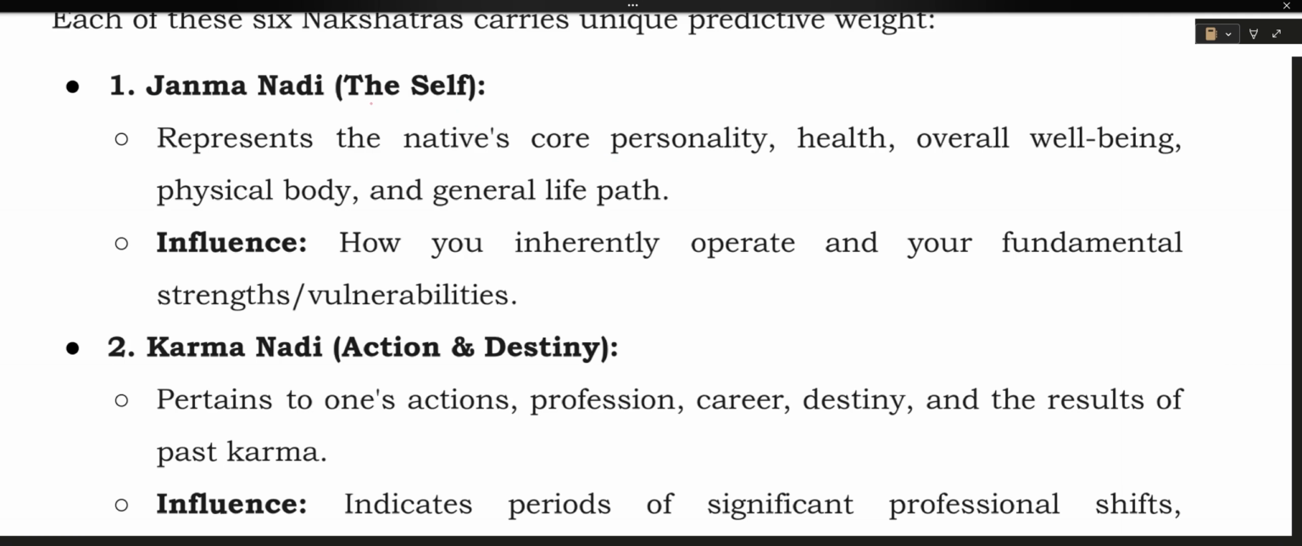So what is the representation or the significance of this Janma Nari? Janma Nari or Janma Nakshatra, the self. So the native's personality, health, overall well-being, physical body and general life path. These are the areas of life that are influenced by the Janma Nakshatra. So what is the influence? You inherently operate and your fundamental strength is represented by the Janma Nari. So if you are born with some specific star, that specific star's attributes will be represented in your personality, health, overall well-being, physical body and general life path.